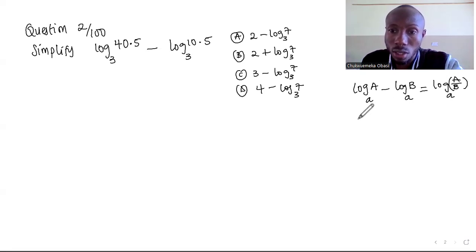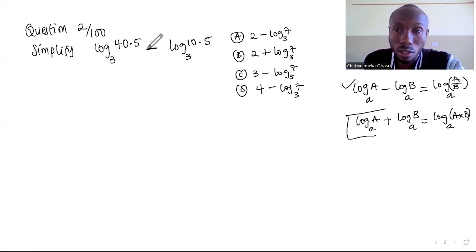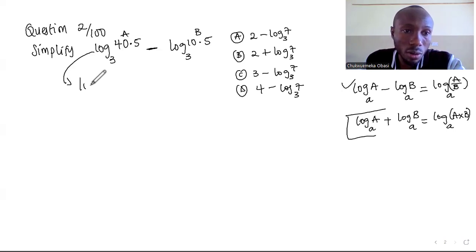Do not confuse it with this other law that says if you have log A base A plus log B base A, when it is addition, you multiply, don't forget. So that will be log A times B base A. But we're not using this law. We don't need this one. This is the one we make use of because what we have here is subtraction. Very simple. So this is like my A and this is like my B. So when you apply this law, all this quantity is going to become log 40.5 divided by 10.5 base 3, right?